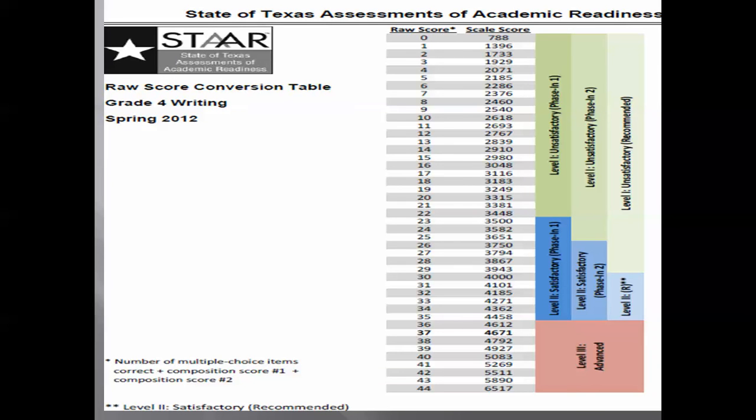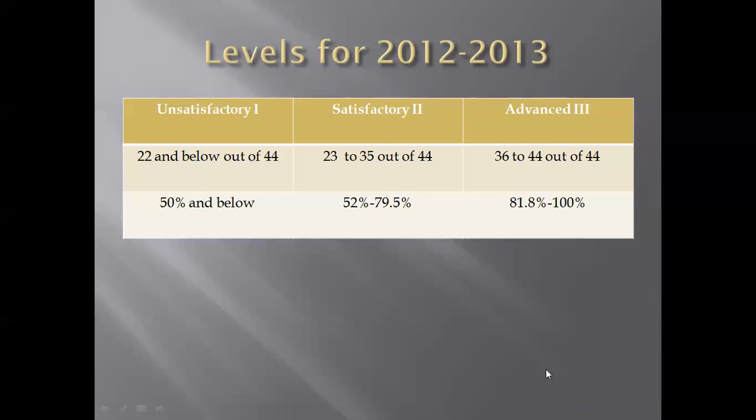So this is what was released from the state last year, the raw score conversion table. And phase 1 has been added to this year as well. So we're in phase 1. If you look at phase 1, this is where we are. If you were below 23, which is 22 to 0 as a raw score, you'd be unsatisfactory. If you were level 2, you would be at a 35 to a 23, and that would be considered satisfactory. If you were at a raw score of 36 to 44, it would be considered advanced academic performance.